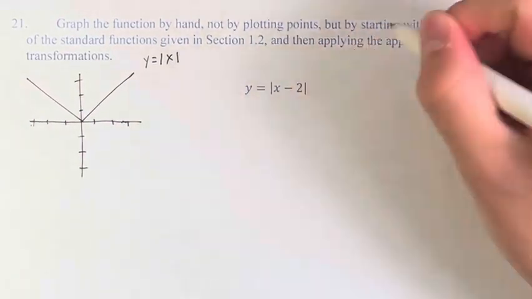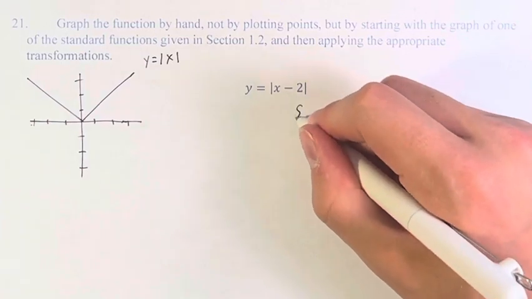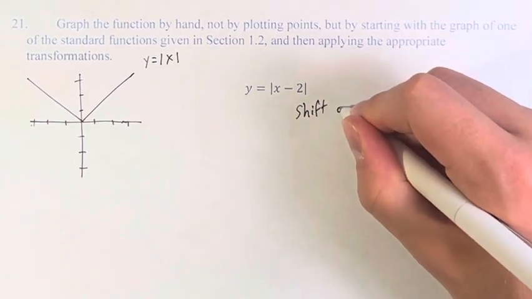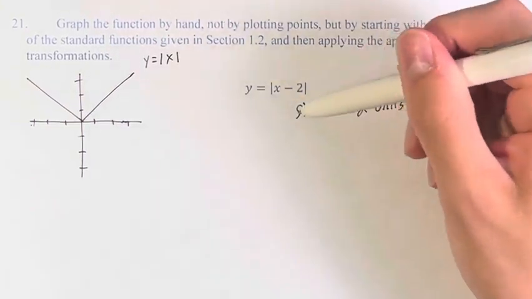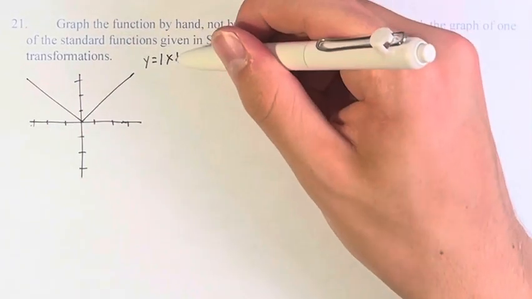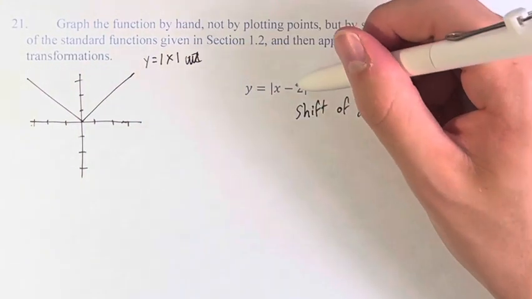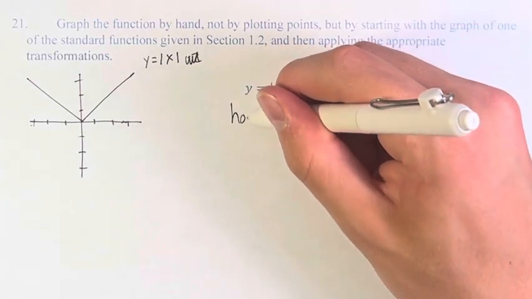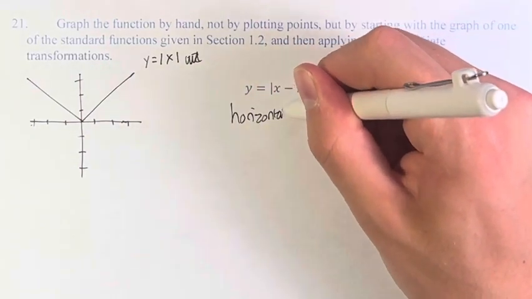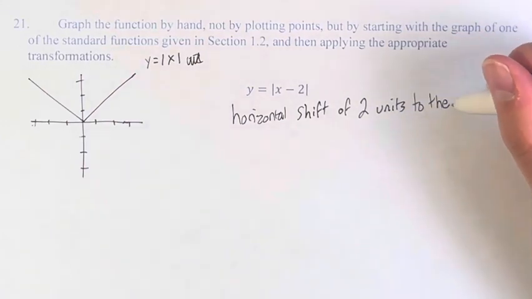So subtracting 2 here from our function means that we have a shift of 2 units. Since it's happening within the function, it's not the absolute value of x, minus 2. It's the absolute value of x minus 2, all within the absolute value. This is a horizontal shift. And since we are subtracting 2, it means it's to the right.